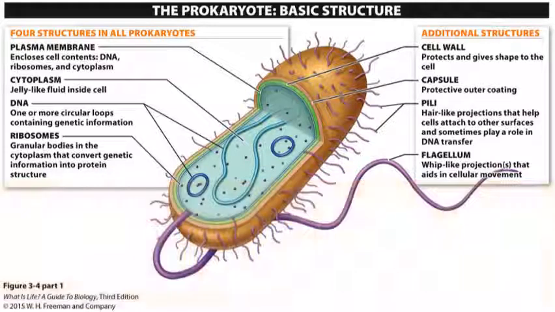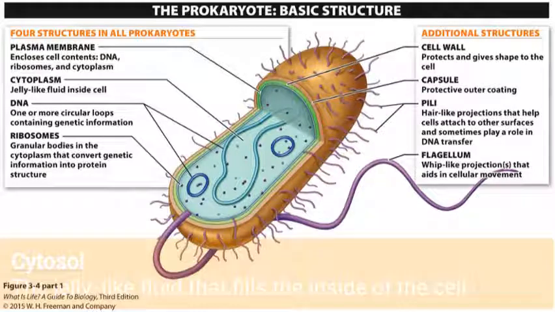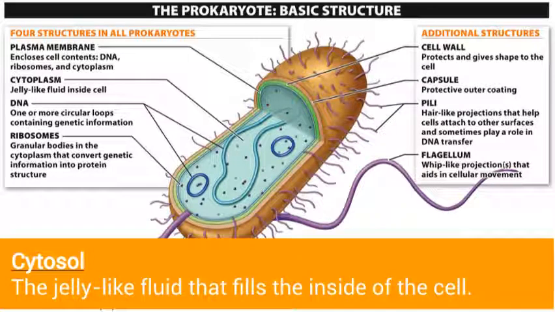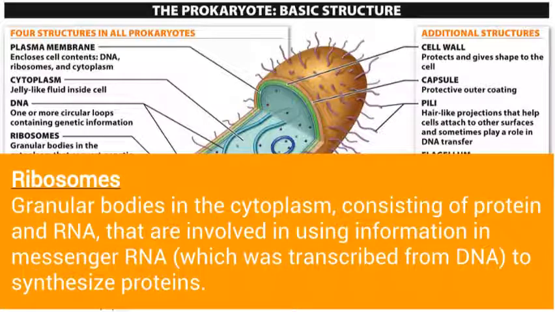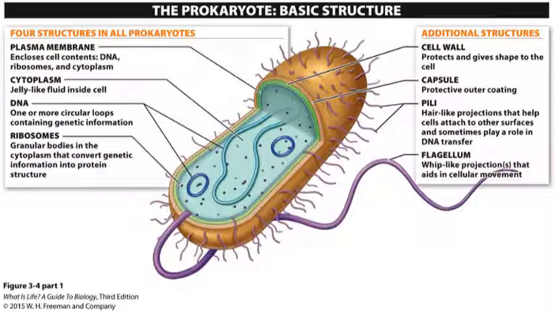This includes the jelly-like fluid called the cytosol, as well as the cell's genome. The third structural feature are the ribosomes, and these are little granular bodies where proteins get made. Thousands of them are scattered throughout the cytoplasm. The last structural feature of prokaryotes is that each prokaryote has one or more circular loops or linear strands of DNA.